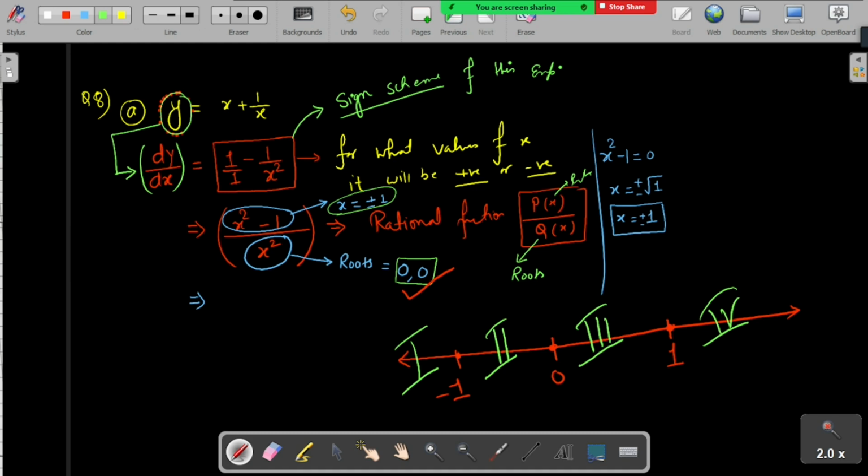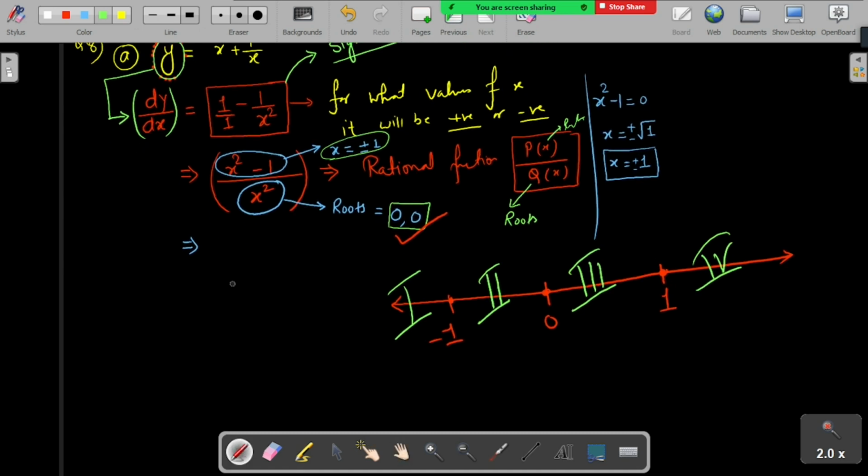This concept is very simple. Just find the sign of any one of the parts. How to get it? Put any number belonging to that part. Okay, can you tell me which part you want to check first? One of the parts you have to select, any one.